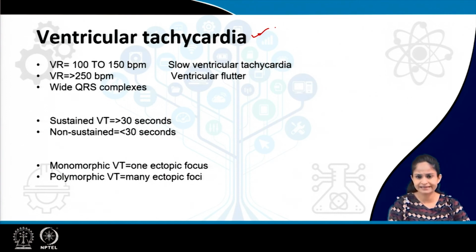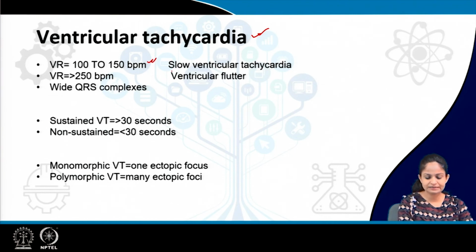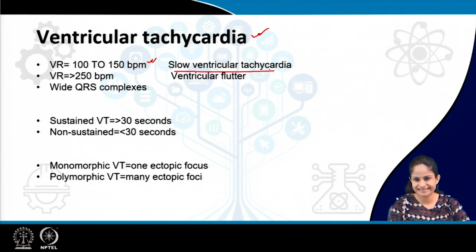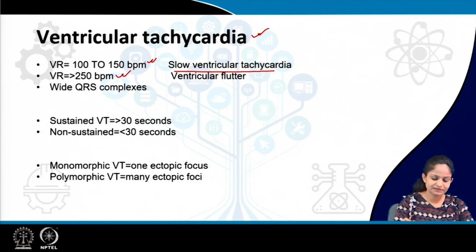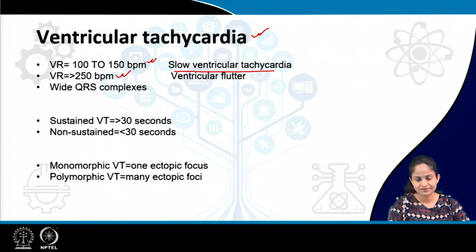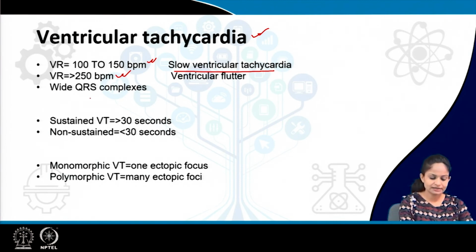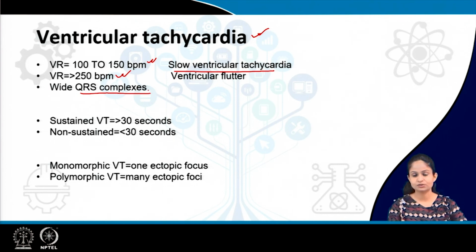Now, coming to ventricular tachycardia, the most dangerous arrhythmia. The ventricular rate usually ranging between 100 to 150 beats per minute is slow ventricular tachycardia. 150 to 250 beats per minute is ventricular tachycardia. More than 250 beats per minute is ventricular flutter. More than this, we have ventricular fibrillation and then asystole. Wide QRS complexes in ventricular tachycardia are one of its important features.